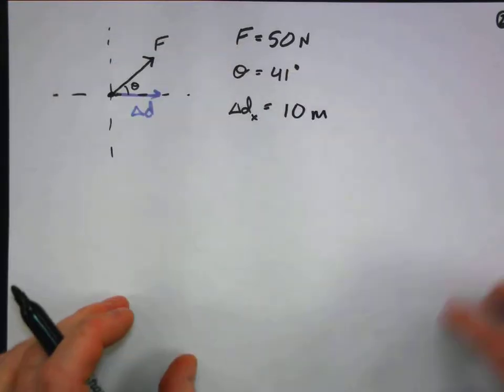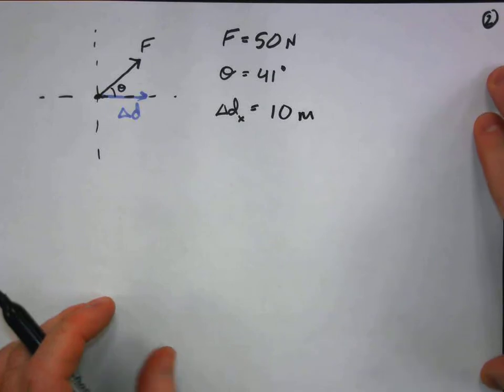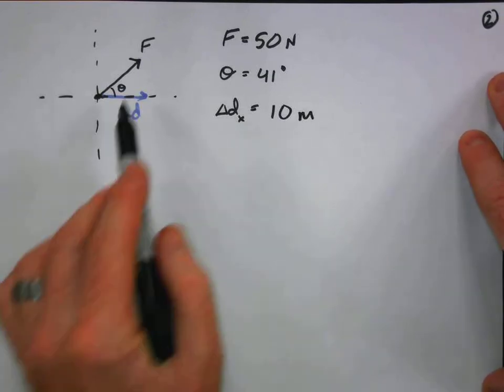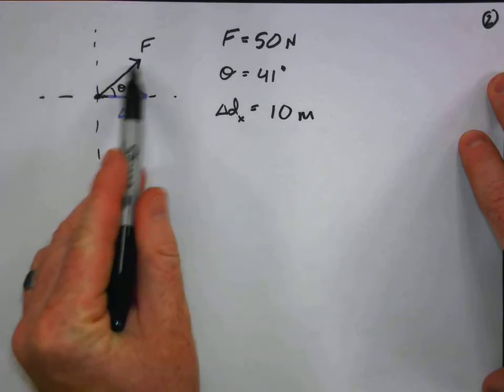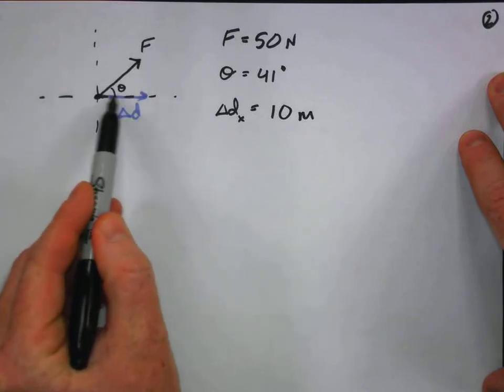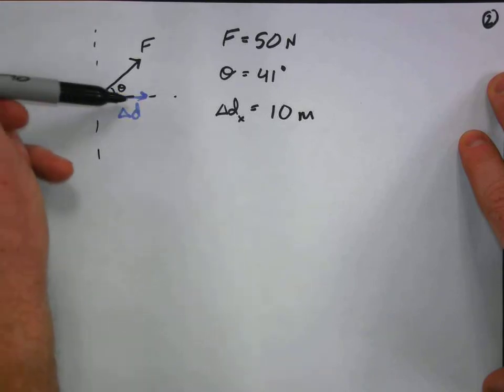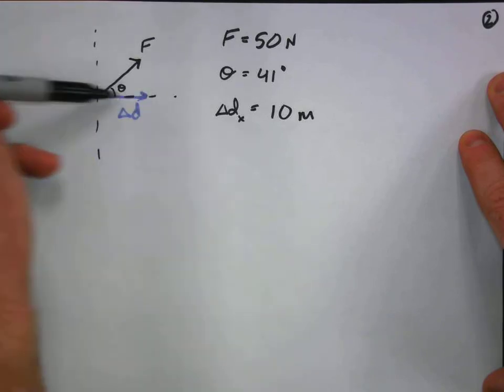Something easy. So what are we going to do? We want to find the work done. Well, first of all, we have to ask ourselves, is any work done by this force? There is a component of this force in the x direction. It does not have to be in the same x direction, but it is in the x direction, right?